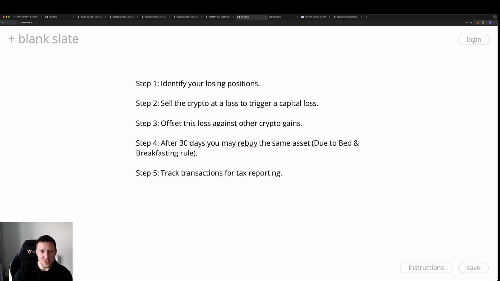Identify your losing positions. You can then sell that crypto at a loss to trigger that capital gains loss. Offset that loss against the gains, which we just mentioned before. And again, step 4, very important, as we just mentioned, after 30 days, you may rebuy the same asset due to the bed and breakfast rule, but not before. As we said, if you buy or rebuy that asset within the 30 days, then the tax loss does not count. And then finally, track your transactions for tax reporting.